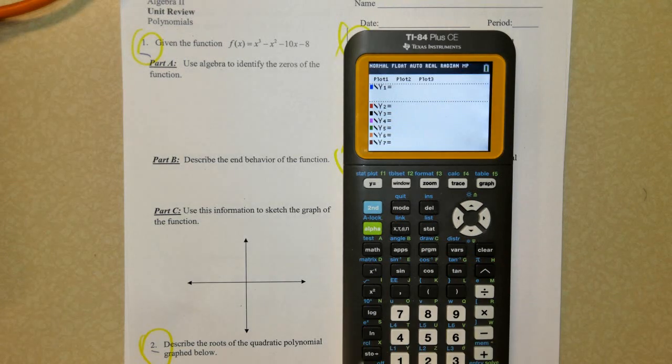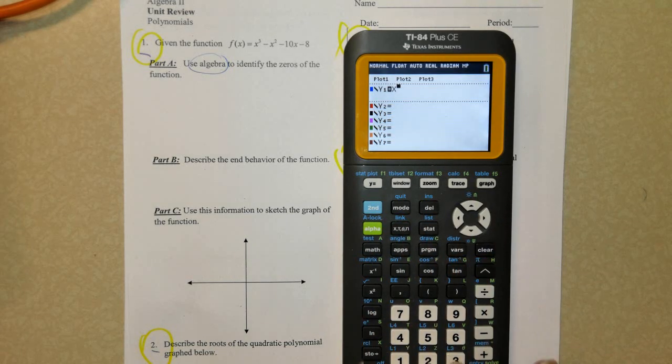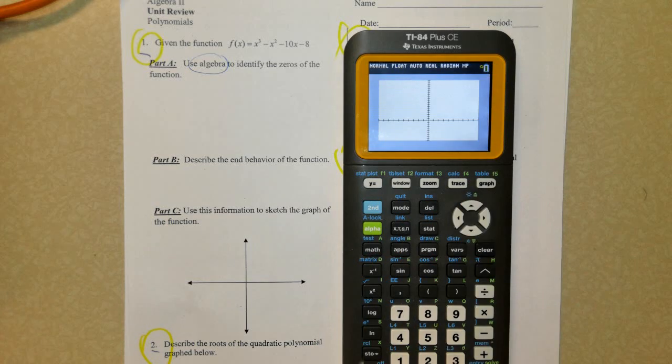Okay, so if this is me and I'm taking the test, it says I have to show algebraically. But I do have a calculator, so what I would do is quickly type in the equation that's provided to me, and this will show me where the real roots are. So if they're nice answers, I can easily identify.